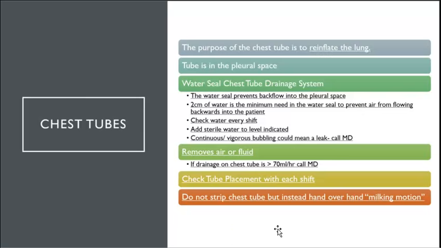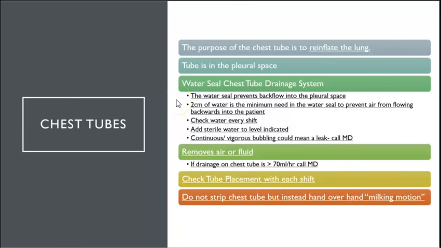All right, so chest tubes. Hopefully, like I said, hopefully you guys are being able to see chest tubes in clinical, but also being able to mess around with them in lab. The whole purpose of a chest tube is to reinflate the lung and drain whatever is in there out. The tube is in the pleural space. You can have a water-sealed chest tube drainage system, and it could also be hooked up to suction. Water seal means that we have a seal that allows the pressures to pull the fluid out. So the water seal prevents backflow into that pleural space.